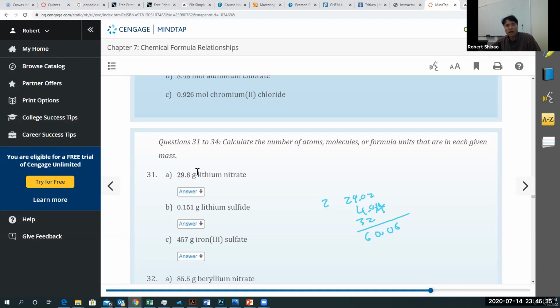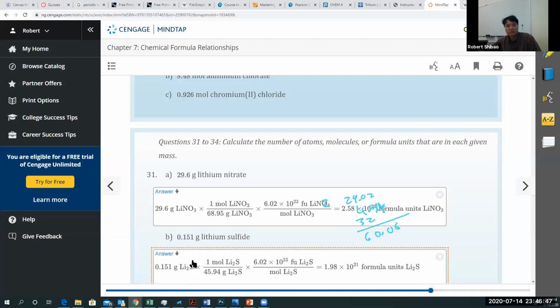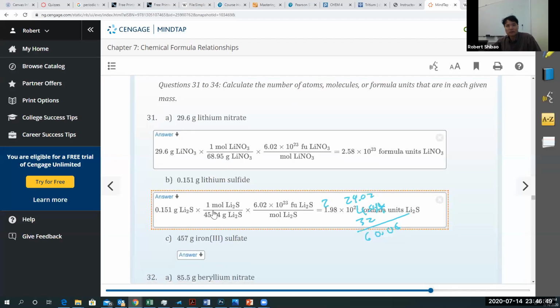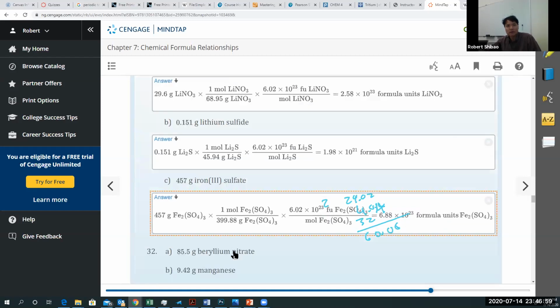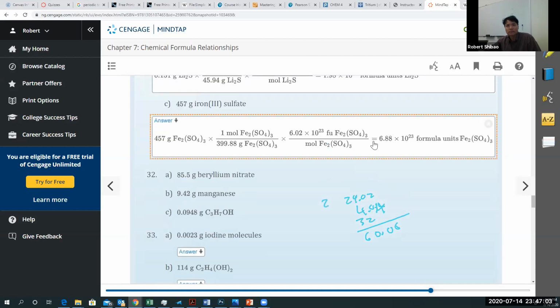So we're going to go gram to mole, mole to number. So gram to mole by flipping over the molar mass, and the mole to number by using Avogadro's number. So same here, gram to mole by using the molar mass inverted, and the mole to number by using Avogadro's number. This is formula units. This is also formula units here. This one would be formula units as well because this is an ionic compound. So gram to mole, mole to formula units here.